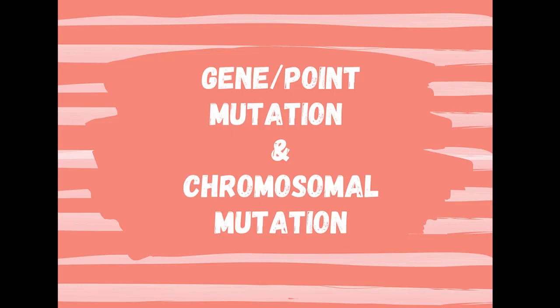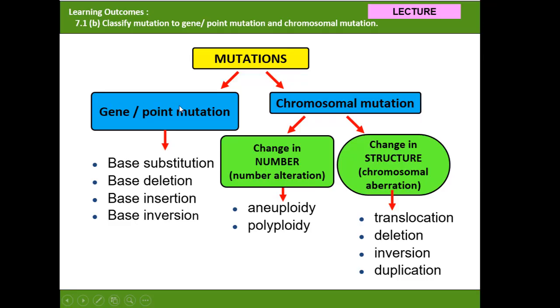7.1b Classify mutation to gene or point mutation and chromosomal mutation. So, mutation can be classified into two: gene or point mutation and also chromosomal mutation. Under gene mutation, there are base substitution, base deletion, base insertion, and base inversion.